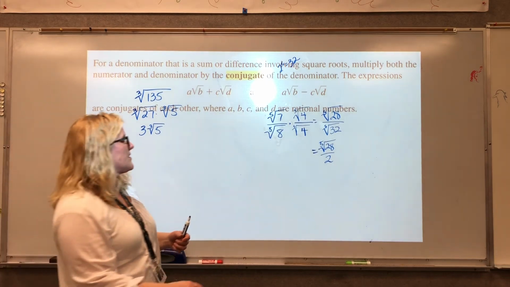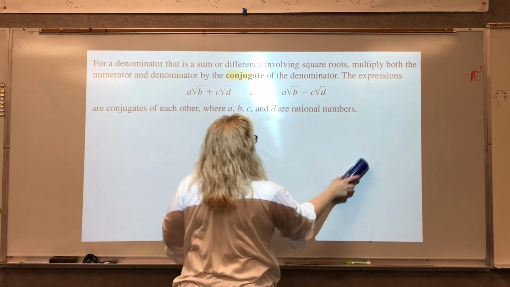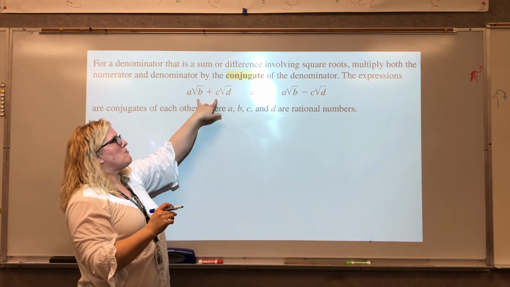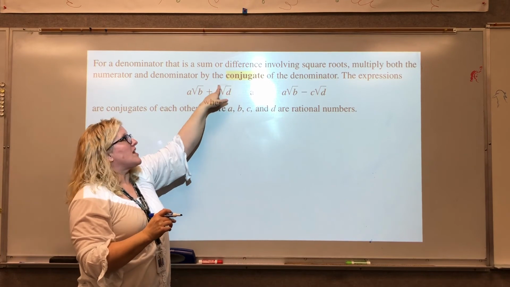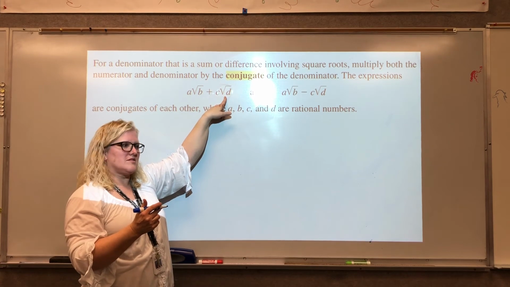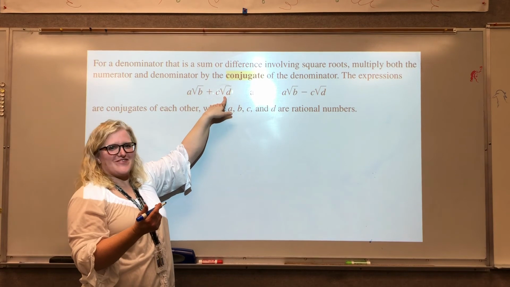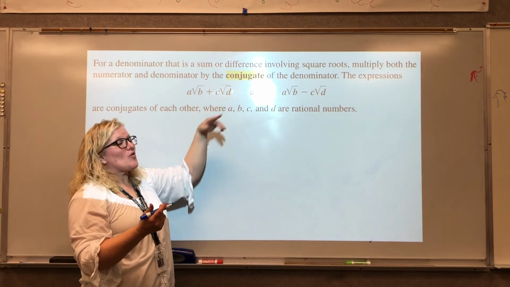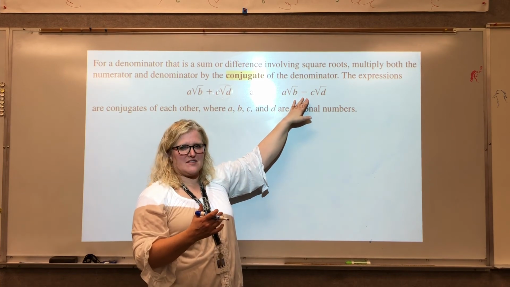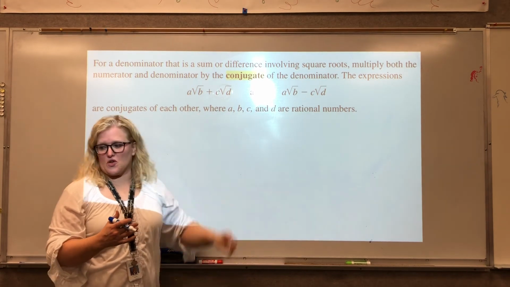Okay, now another situation that we could have is if there is a plus or a minus in the denominator that includes a radical. The way that we get rid of that is we multiply it by its conjugate. So if you want to pause and read this, that's fine, but I'm going to show you.